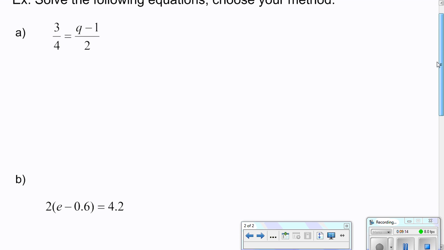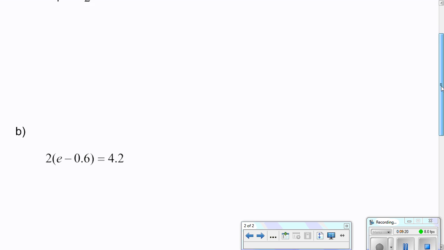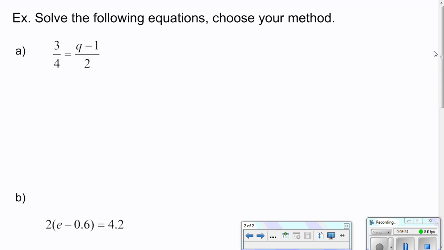I will have them up on the board for you in the next class so you can double check your work. But I am going to give you the solutions now, so that way you at least know if you are on the right track. Again, you could use check as well to check your solutions. For letter A, your solution should be q equals 2.5, or 5 over 2 if you keep it in fraction form.